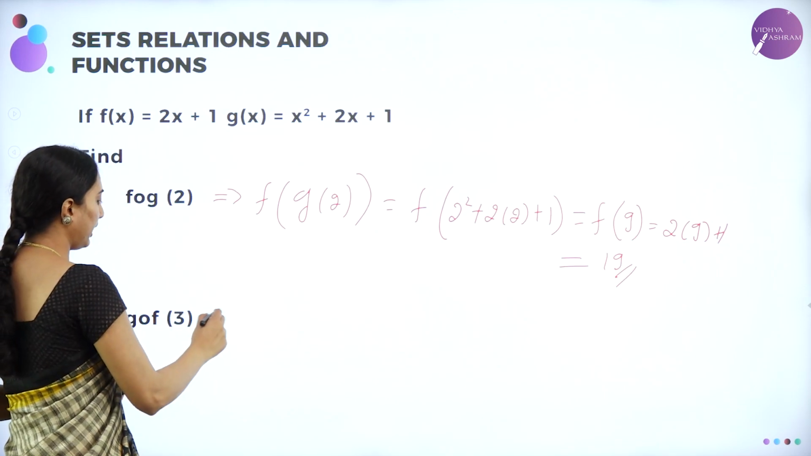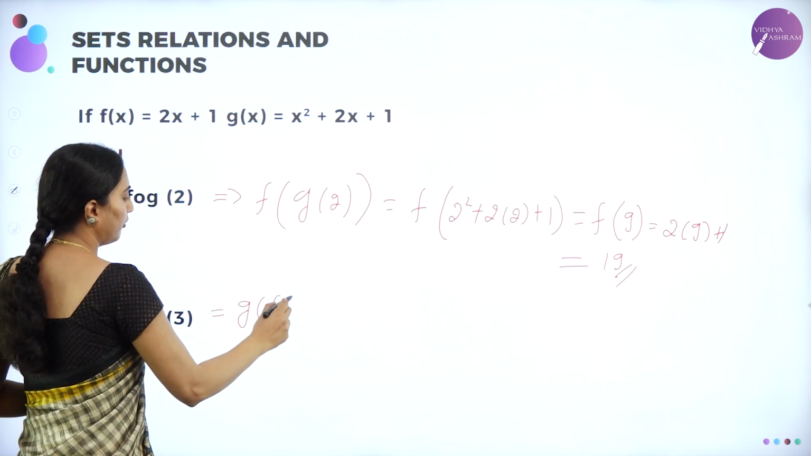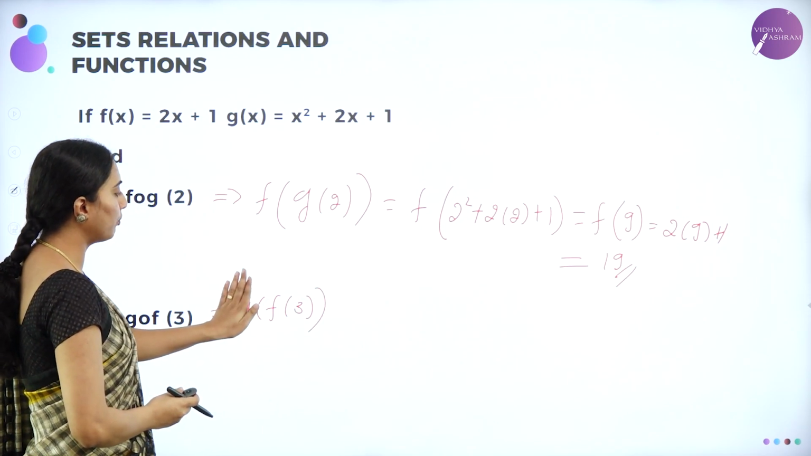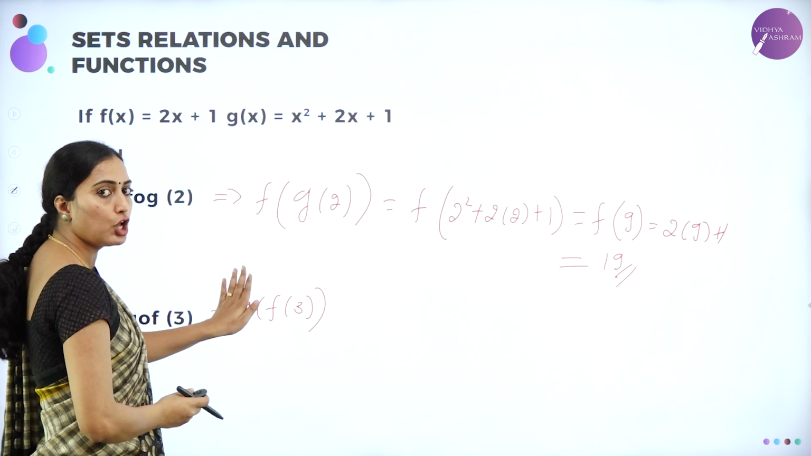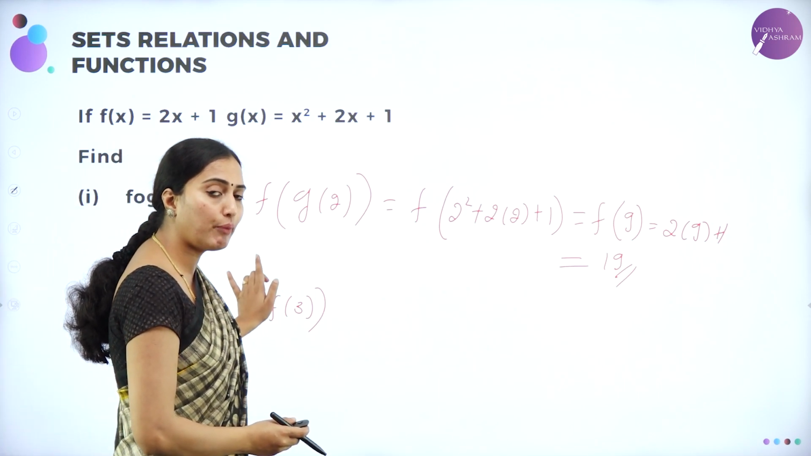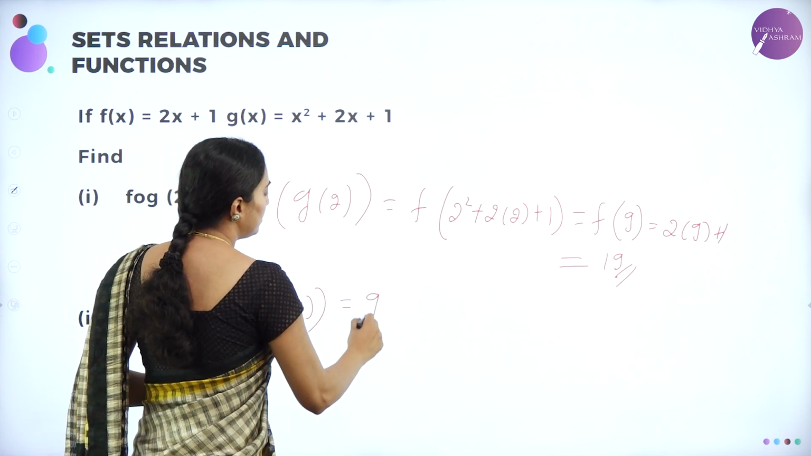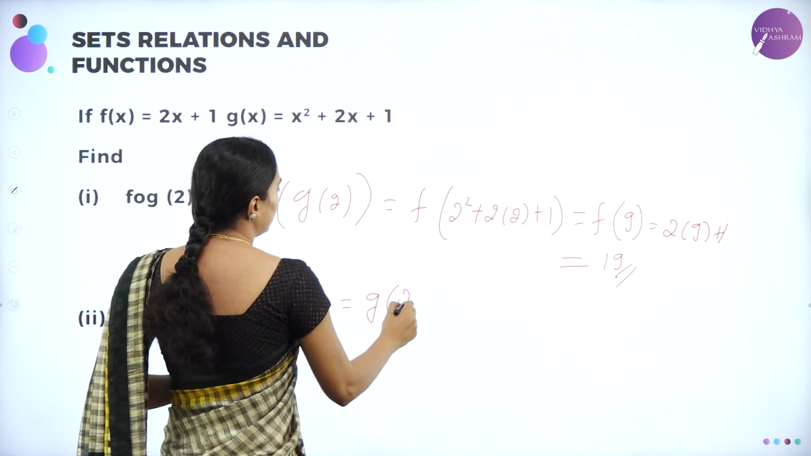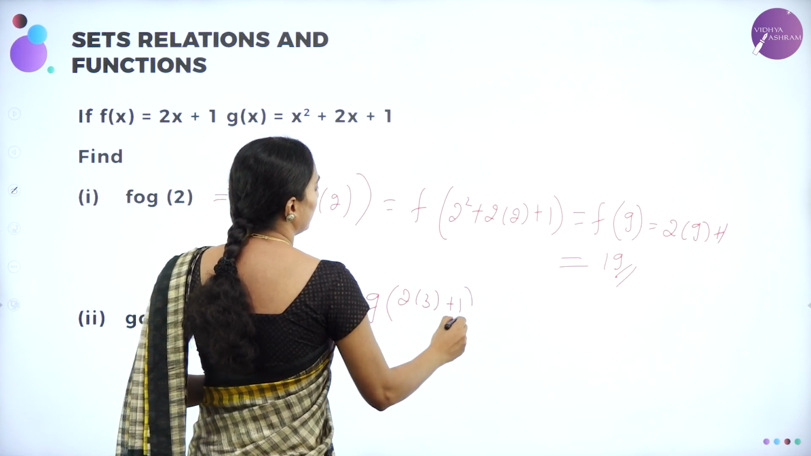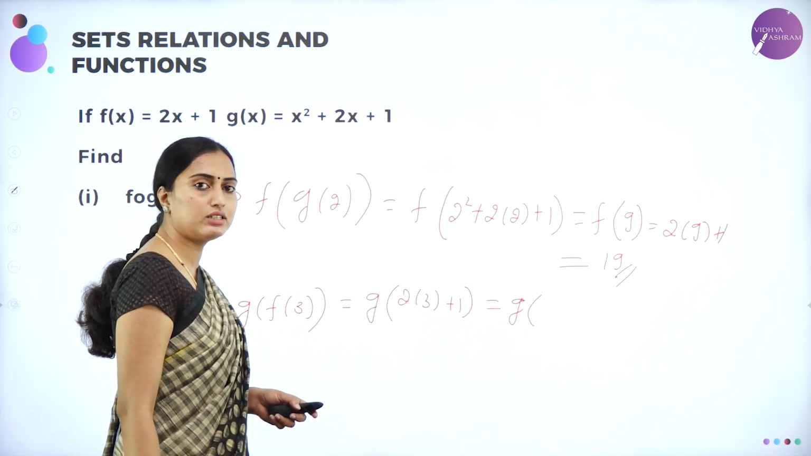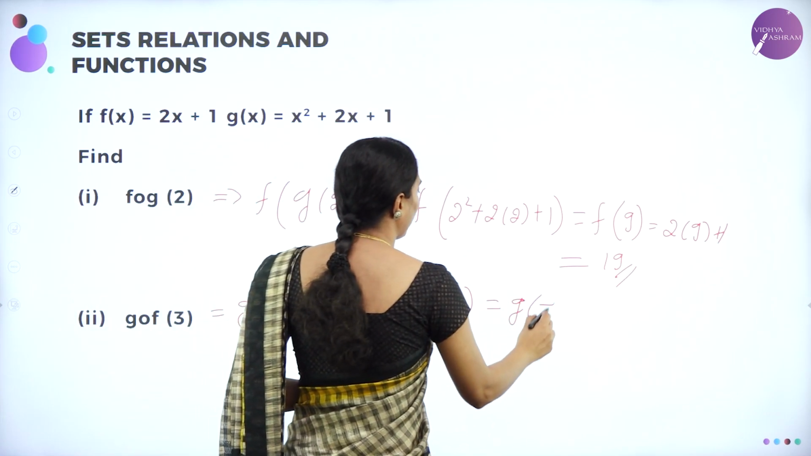Gof 3 is nothing but writing as g of f of 3. Now, you are going to close this one. You are going to find out what? F of 3. F of 3 means putting x is equal to 3 in f of x. Therefore, it will be giving you g of 2 into 3 plus 1, which will be giving you g of 2 into 3 is nothing but 6, 6 plus 1 is nothing but 7.